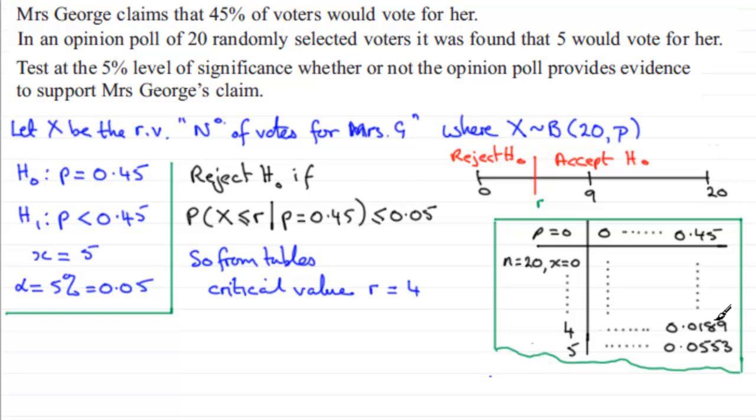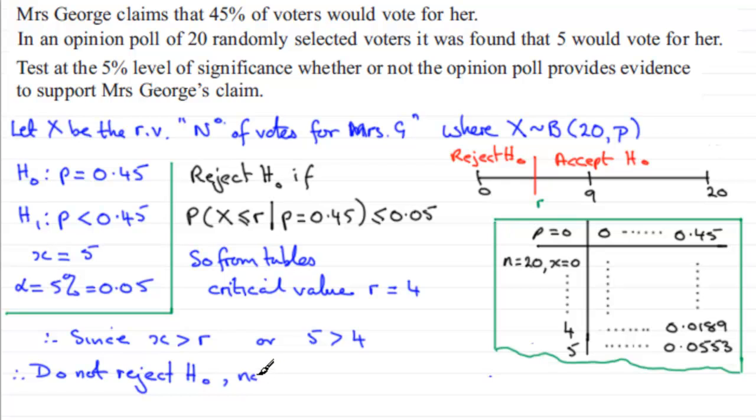Alright. Now, how does that place our observed value, 5? If this critical value is 4, 5 is to the right of it. It's in the acceptable region. So basically, we can say that since our observed value X is greater than R, or you could say that 5 is greater than our critical value 4, therefore we do not reject the null hypothesis. In other words, our value is not significant.